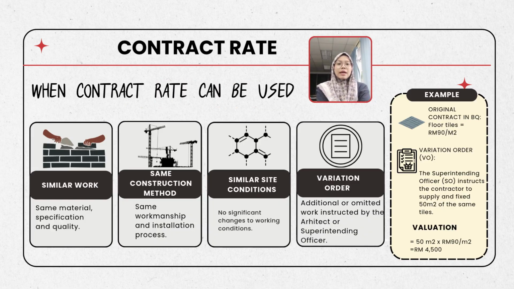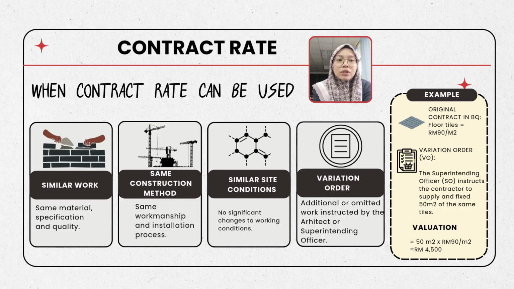Now let's look at an example. To use the contract rate, several conditions must be fulfilled. First, the material, specification, and quality must be the same as the original work. Second, the construction method and workmanship must also remain the same. Third, there should not be any significant change in the site conditions that could affect the cost.